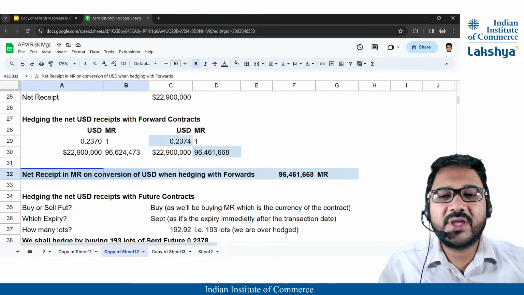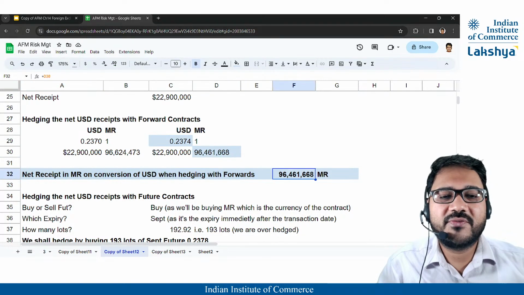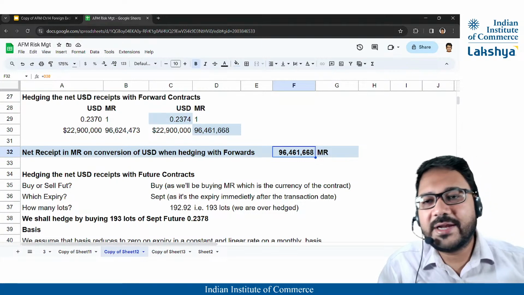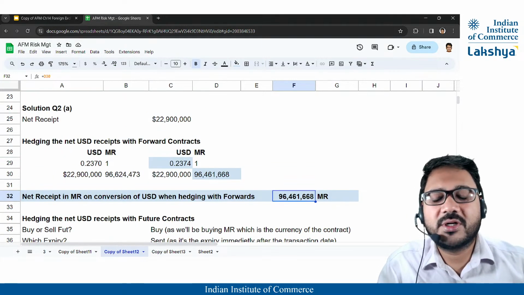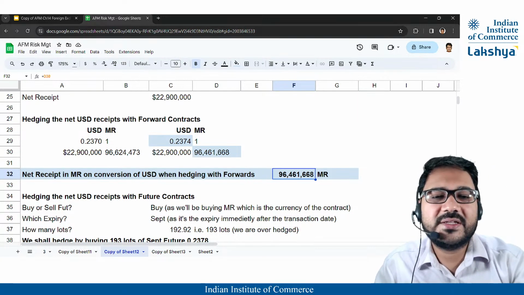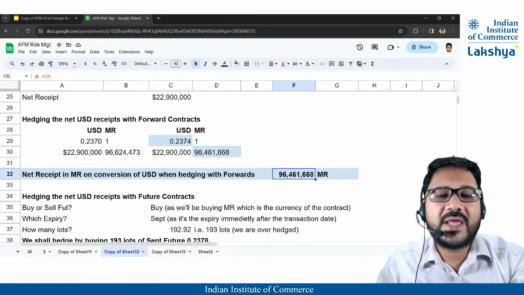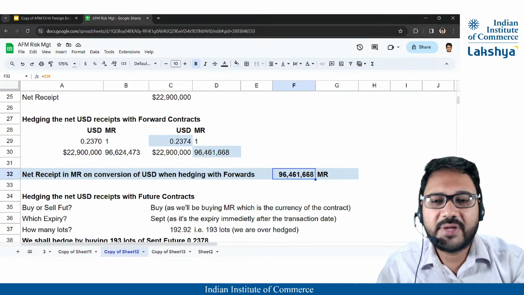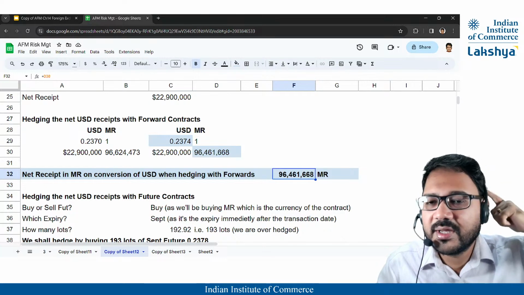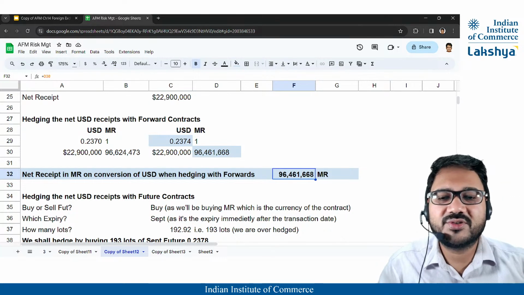So net receipt in MR on conversion when hedging with forwards is, sorry, 96.46 MR. So 22.9 million dollars will eventually get converted to 96.4 million MR, right? After 4 months, if you are using forwards. Now it's forward, so your rates are essentially fixed. There is no fluctuation.